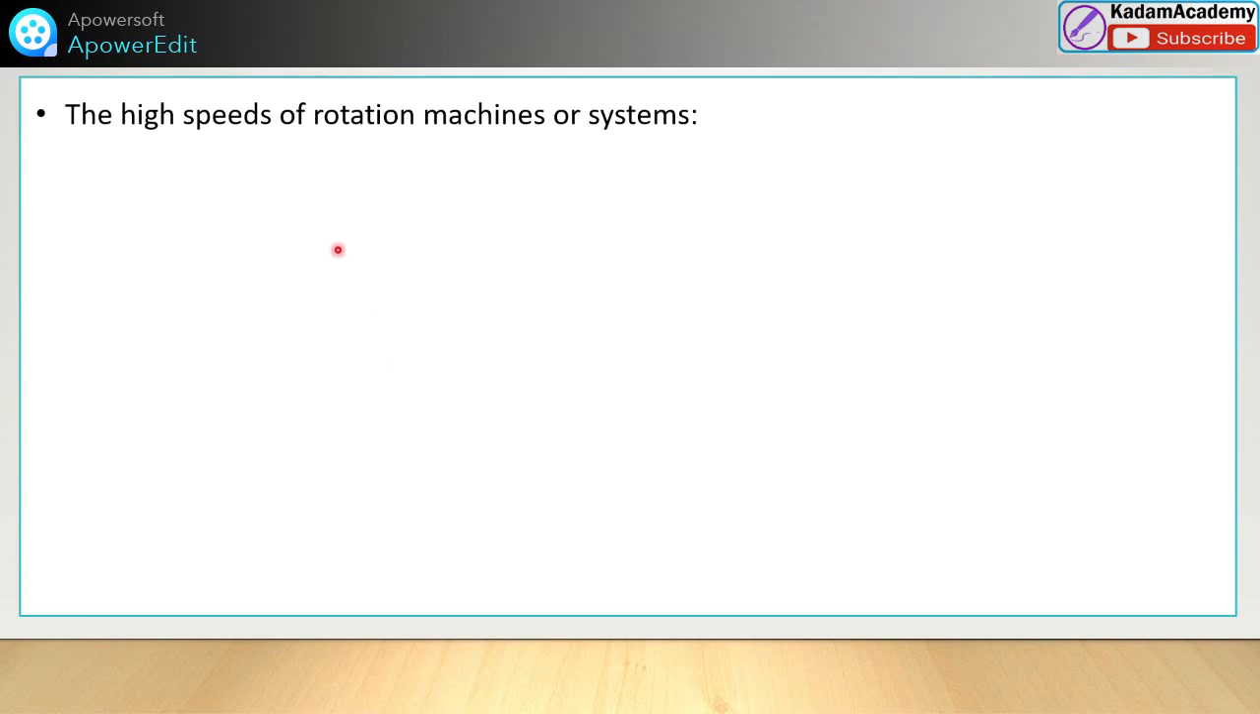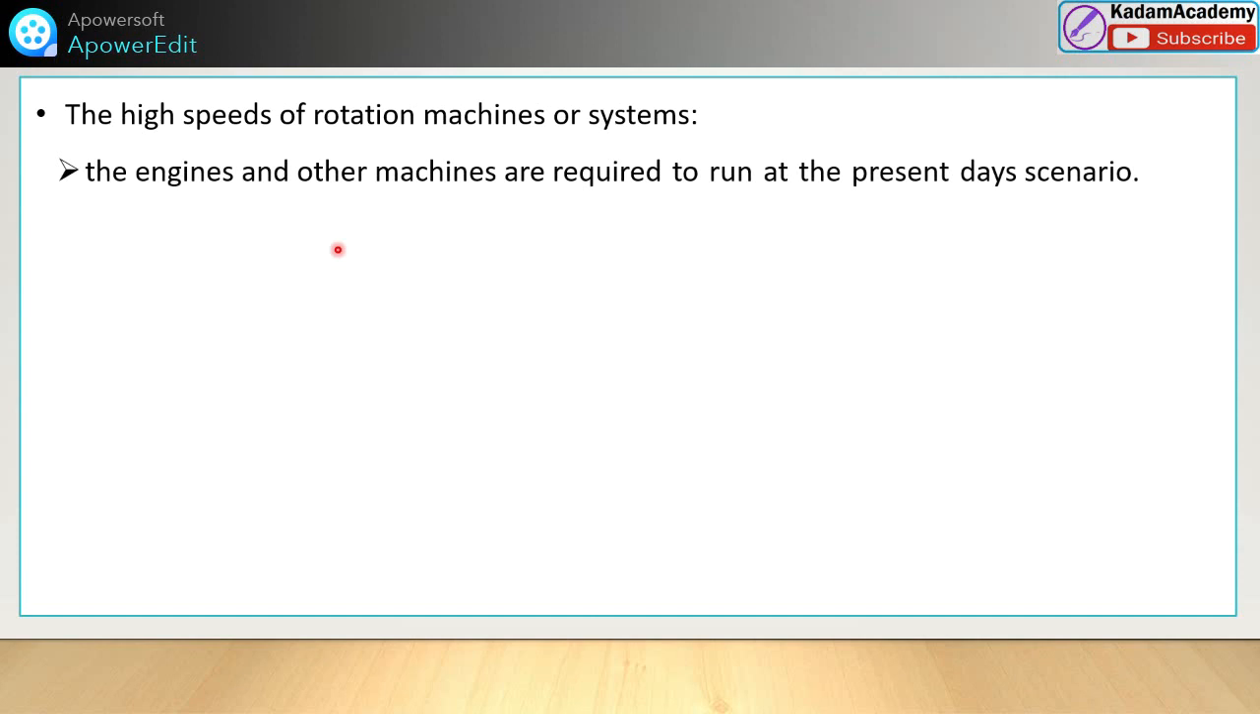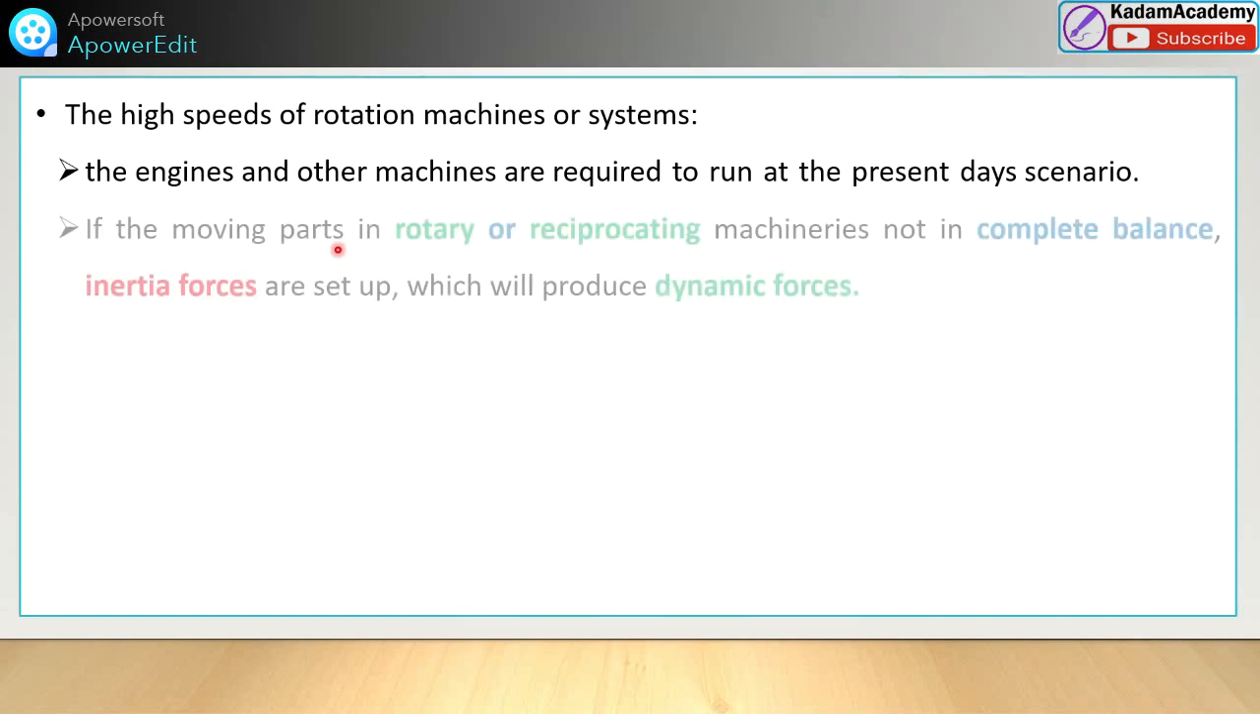So next is what? High-speed engines. What are those engines? In the rotation of the machines and systems, what will happen in high-speed engines when they are working? Systems are growing, and this is the present scenario. There is a requirement for this type of engines or machines, which run at a very high speed. This is the present day scenario.